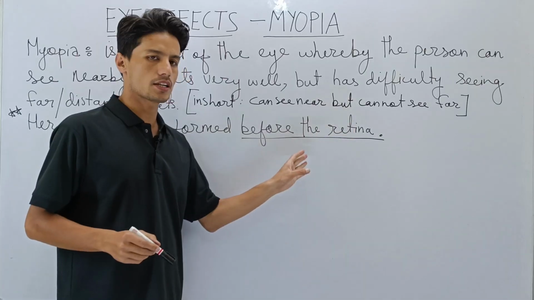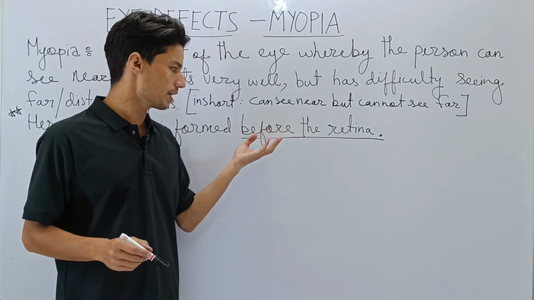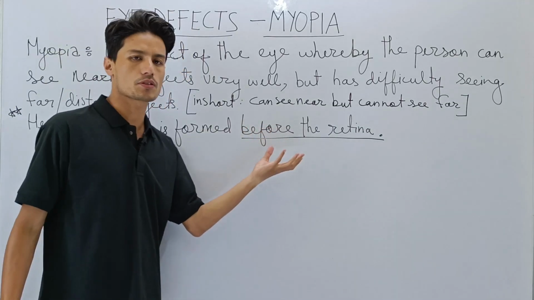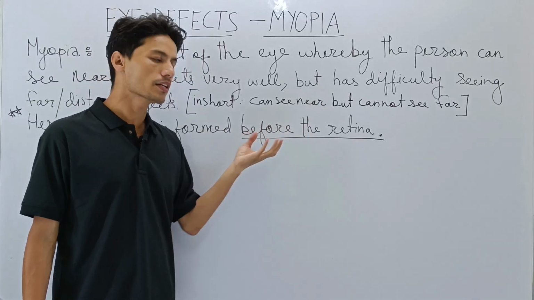We will be discussing a lot on this. Okay, so it will be very clear to you what we mean by before the retina. I will explain to you with diagrams and all, and it will become very clear to you at the end of this video that, oh, this is what happens in myopia.